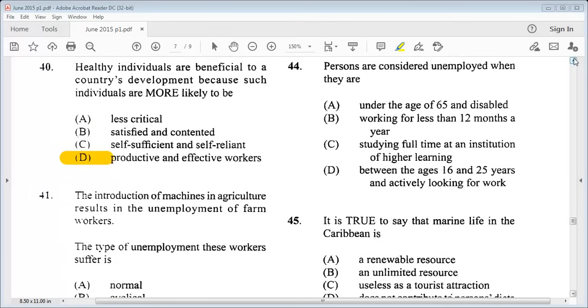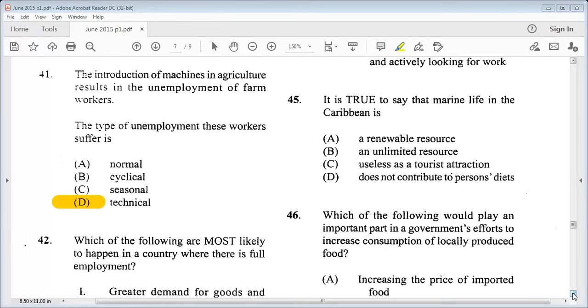It says, persons are considered unemployed when they are... D. Well, answer options C and D are very, very close. So we're going to go with D, between the ages 16 and 25 years and actively looking for work. Let's go to 45. It is true to say that marine life in the Caribbean is a renewable resource.